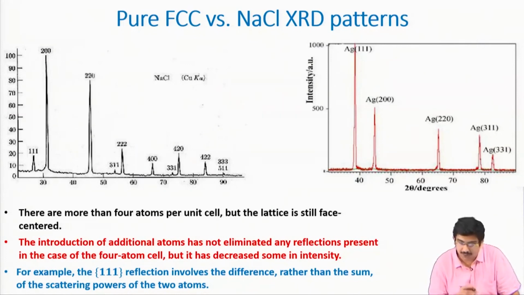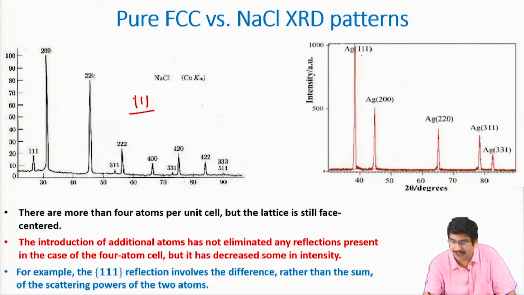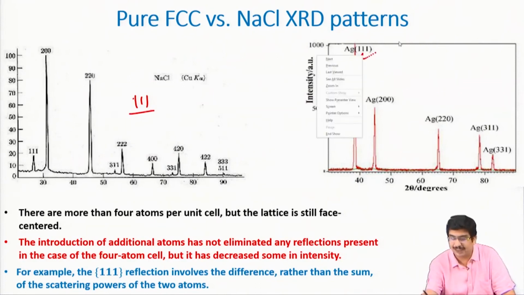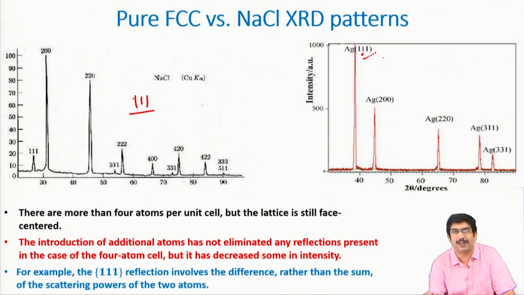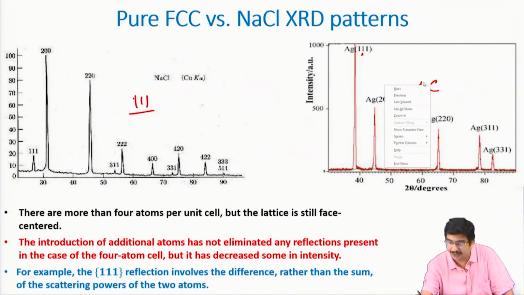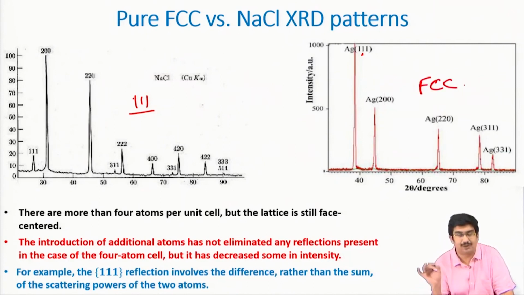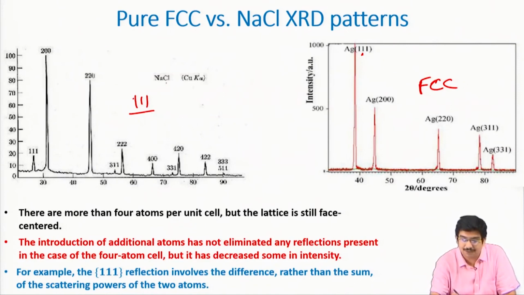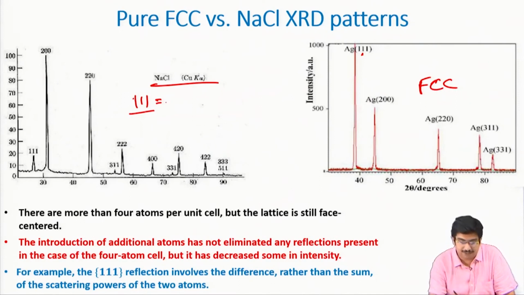Okay. So, what we will be taking now, let us say, is the 111 reflection. For a regular FCC, 111 is the first and highest intensity peak. This is a regular FCC case, where 111 is the highest intensity and the first peak. What will happen in case of an NaCl structure to the 111?